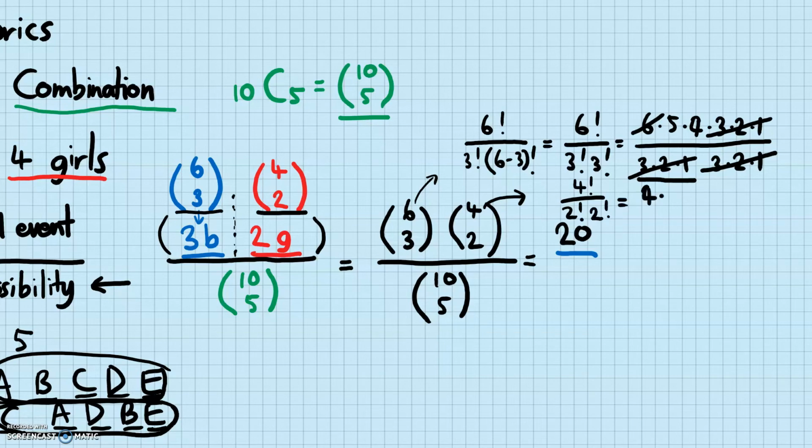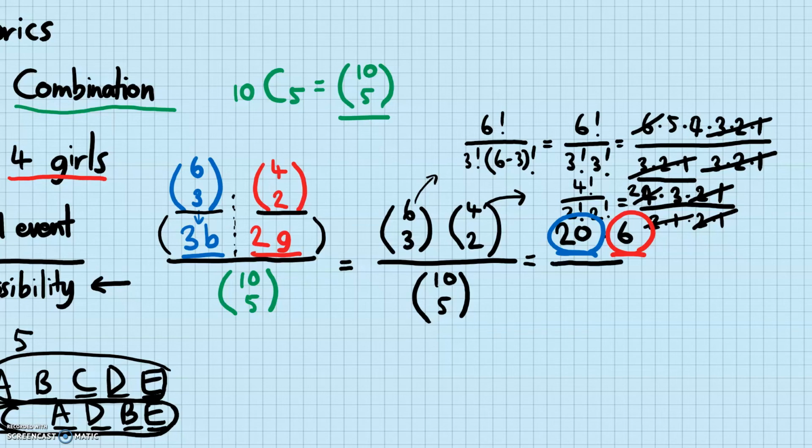So we have 4 times 3 times 2 times 1 over 2 times 1 times 2 times 1. The 2 factorial parts will cancel. The 2 here will cancel with the 4, leaving 2. So 2 times 3 will get 6. So this means there are 6 different ways. Let me actually circle these numbers so that it's easier to see them with all the other numbers around them. So there are 6 different ways of choosing 2 girls from a group of 4 girls.